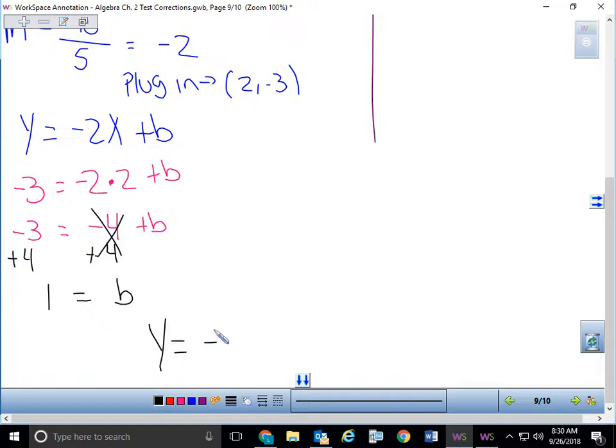Final equation, y equals negative 2x. Instead of writing b, we're going to write that number, plus 1.